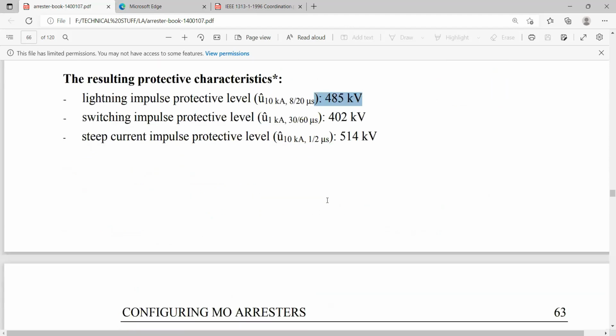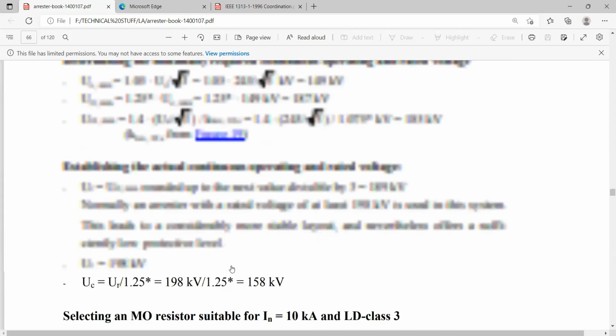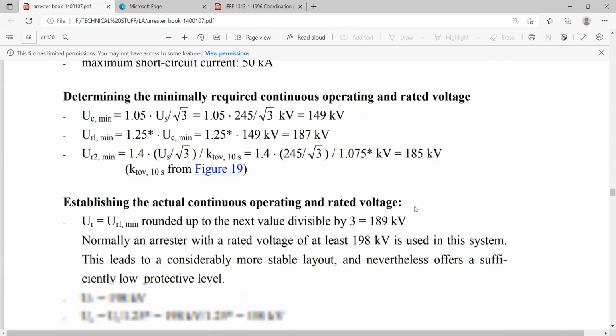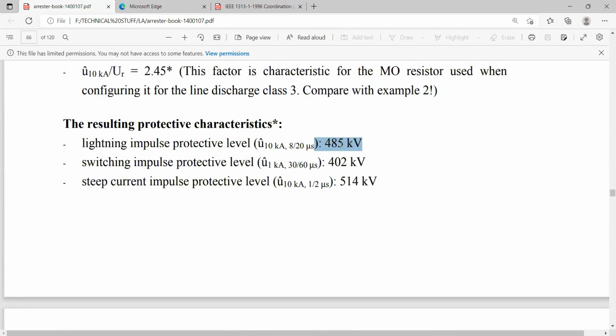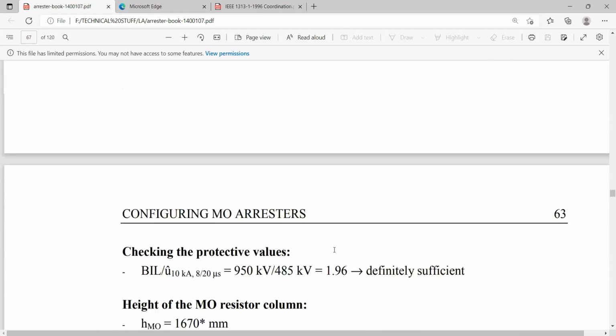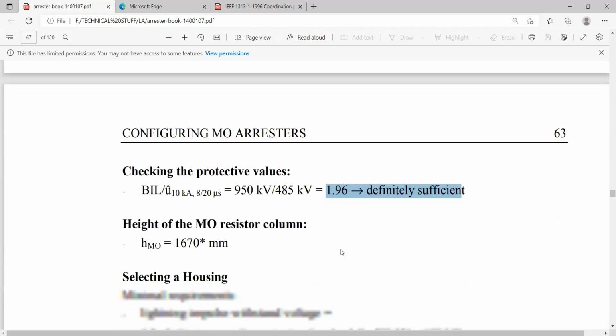So 485. In the next step, we check the protection level of my switchgear, which is 950, while my lightning arrestor operates at 485 only. So what is the margin between the protective level and the rated equipment withstand? It is 1.96. That should obviously be at least 1.4, as we discussed. It is greater than that, so definitely sufficient for the application.